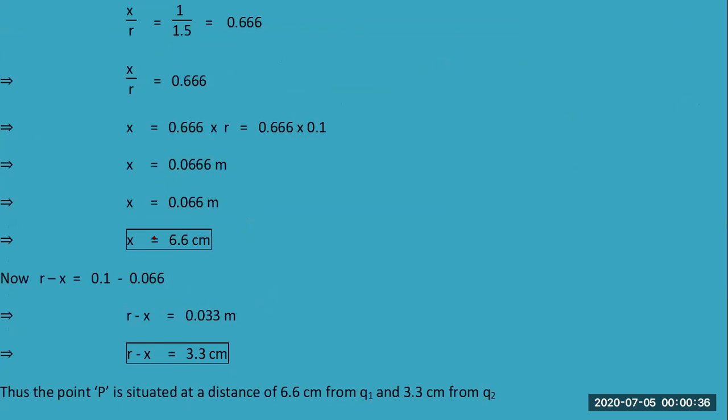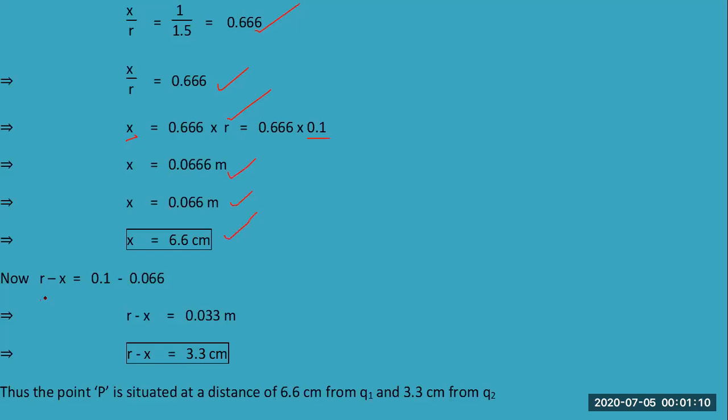So you have to calculate the value of x, where you have considered the potential to be 0, that is 1 over 1.5, which is 0.66, because you have to calculate the value of x, and you have taken r as the total. So multiply by the distance r, which is 0.1 meter. So after multiplication, we have calculated the distance in meter, and it is 6.6 centimeter.